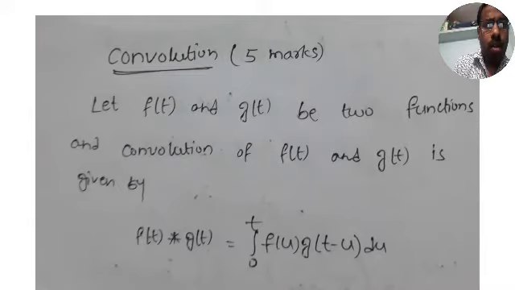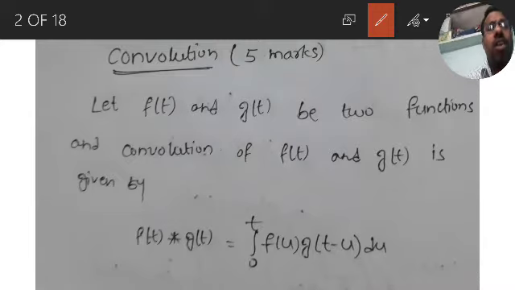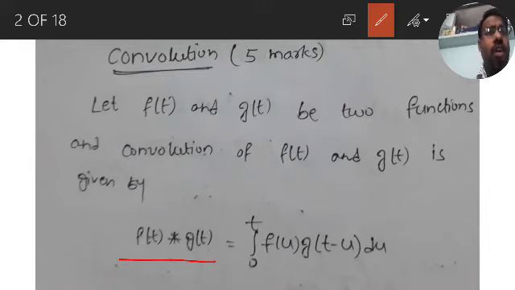Let f of t and g of t be two functions, and the convolution of f of t and g of t is denoted by f of t star g of t. That is the notation of convolution. And it is defined as integration 0 to t f of u into g of t minus u into du. Remember, this is the definition of convolution.